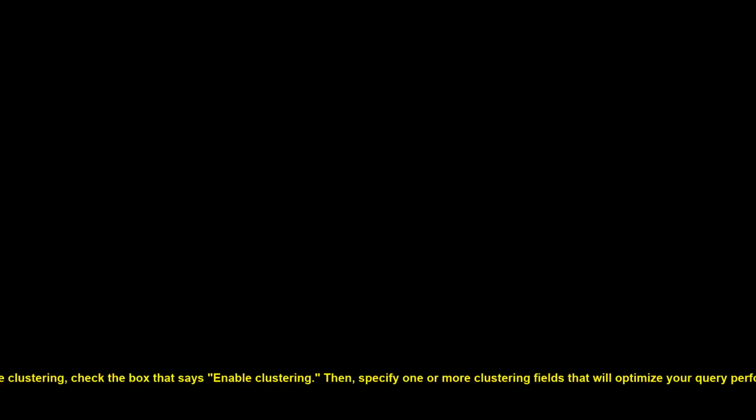To enable clustering, check the box that says Enable Clustering. Then, specify one or more clustering fields that will optimize your queries. Review the other table settings, such as schema and data format. After confirming your settings, click on the Create Table button.